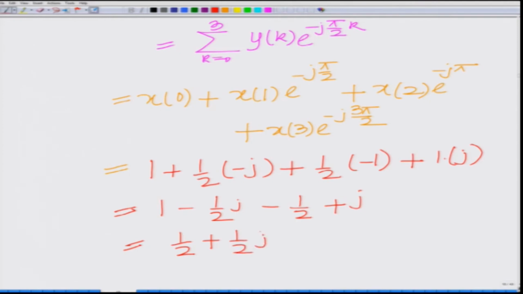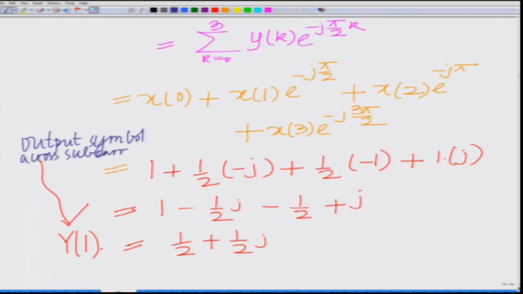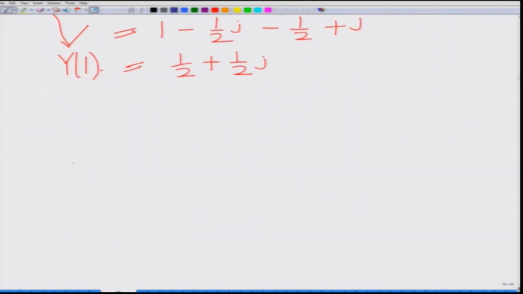So, what is this? This is y1, the symbol received across the first subcarrier. Remember, y1 is the output symbol across subcarrier L equal to 1.